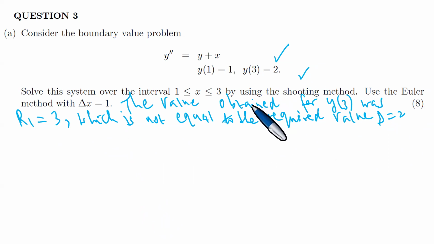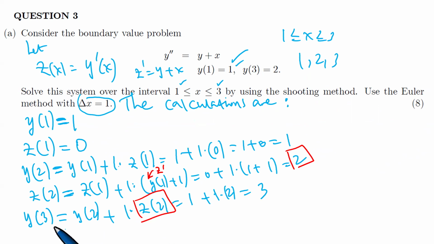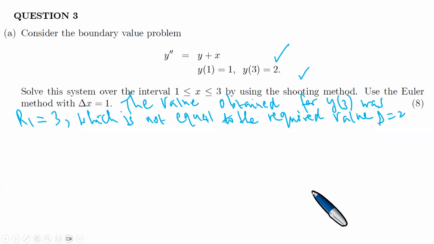So now we got Y3 is 3, but we expect Y3 to be 2. So we misfired. We misfired because we are shooting. Either we shoot and hit the target or you misfire. So here we know that Y3 is 2, but we got Y3 is 3. So it is a misfire. We missed the target. So the value obtained for Y3 was R1 equals 3, which is not equal to the required value D equals 2. Okay, let's continue.